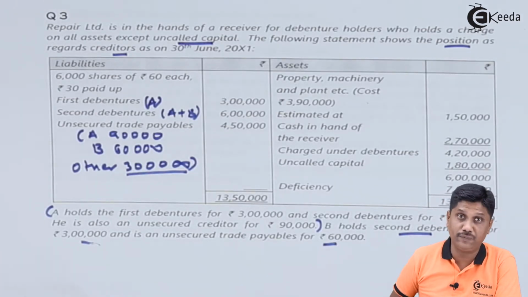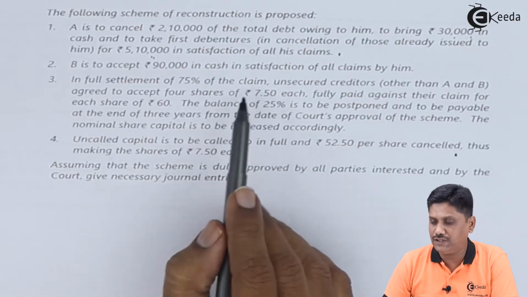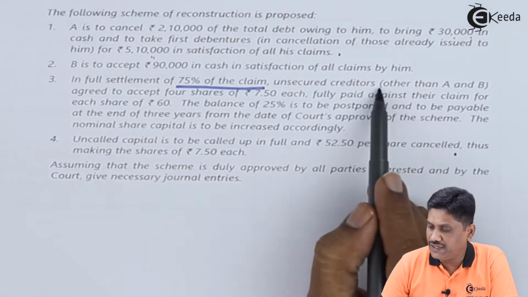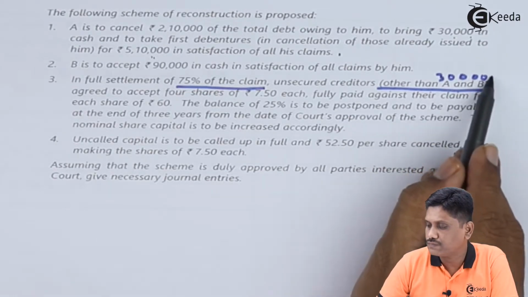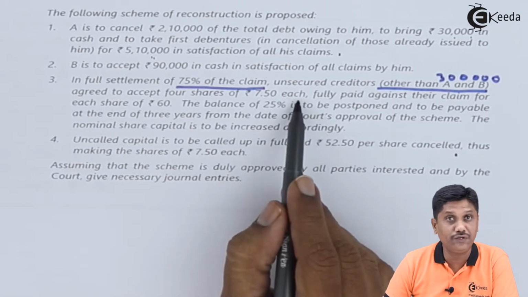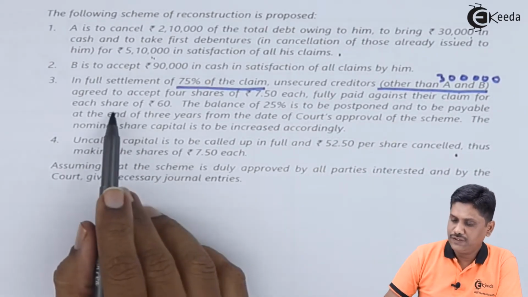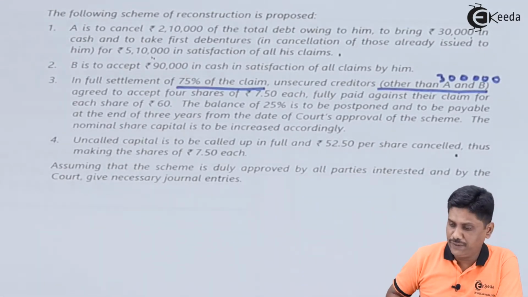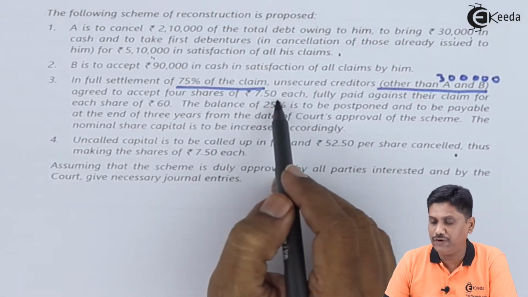Let us go back to the adjustment. In full settlement of 75% of their claim, unsecured creditors other than A and B, other than A and B it will be 3 lakhs, agreed to accept 4 shares of 7.50 each, fully paid, against their claim for each share of rupees 60. So against their 60 rupees, they were paid 4 shares of 7.50 each.